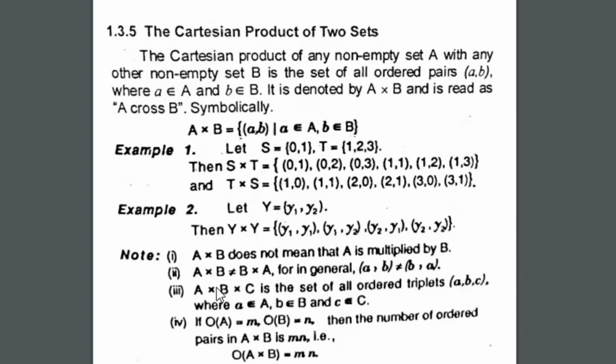The third property is that A cross B cross C is a set of all ordered triplets where element a belongs to set A, element b belongs to set B, and element c belongs to set C. The fourth property is if the number of elements of A is equal to M and the number of elements of B is equal to N, then the number of ordered pairs in A cross B is M times N. Okay, I hope it is clear to everyone.